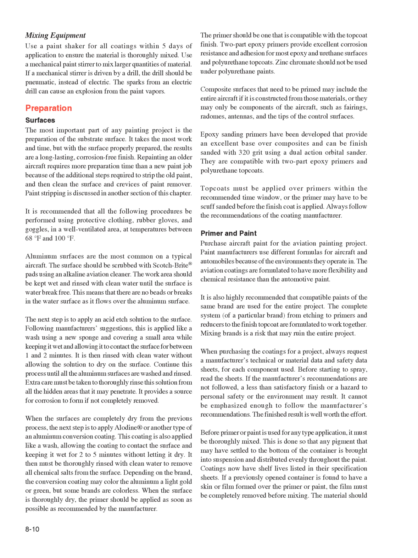It is recommended that all the following procedures be performed using protective clothing, rubber gloves, and goggles, in a well-ventilated area, at temperatures between 68 degrees Fahrenheit and 100 degrees Fahrenheit. Aluminum surfaces are the most common on a typical aircraft. The surface should be scrubbed with Scotch-Brite pads using an alkaline aviation cleaner. The work area should be kept wet and rinsed with clean water until the surface is water break-free. This means that there are no beads or breaks in the water surface as it flows over the aluminum surface.